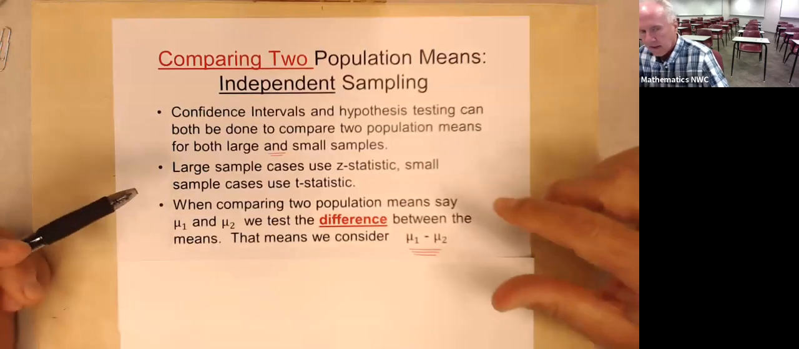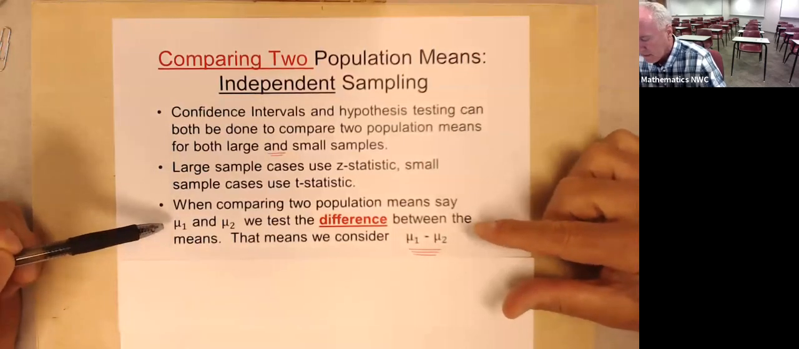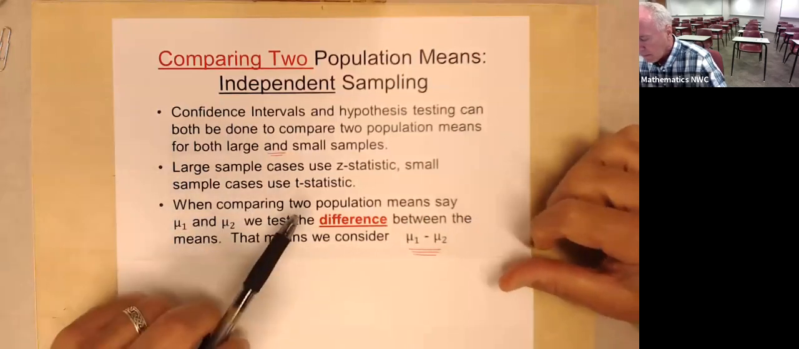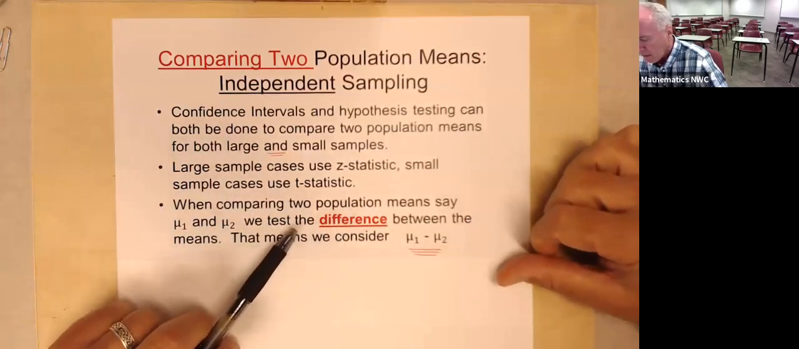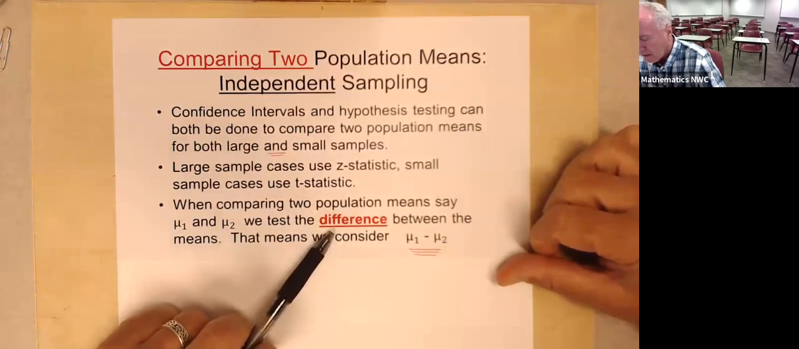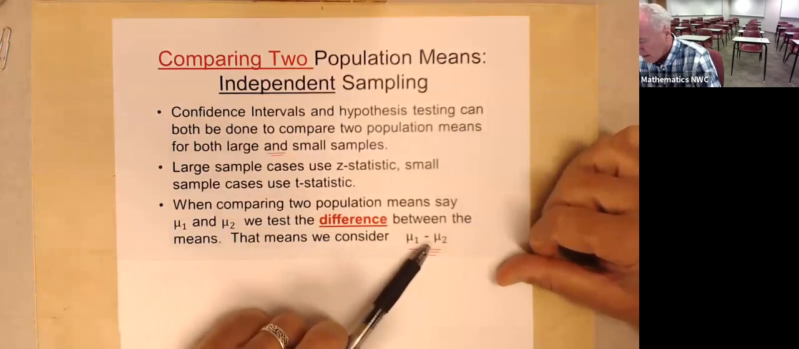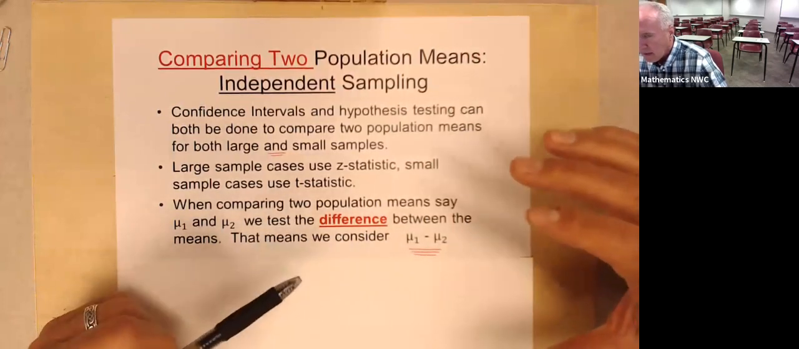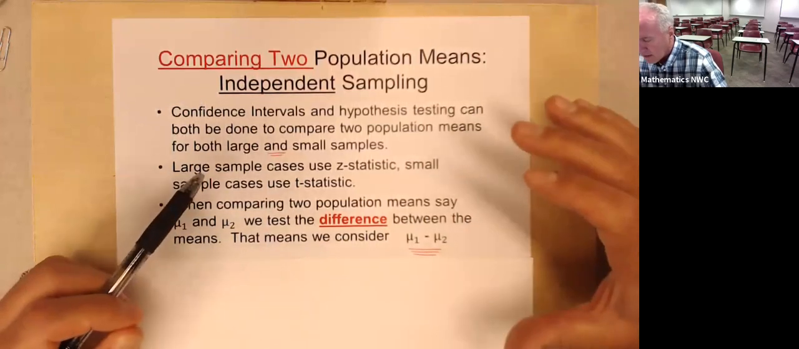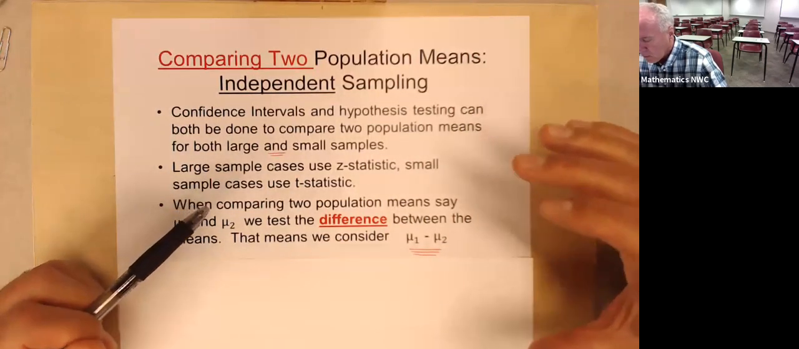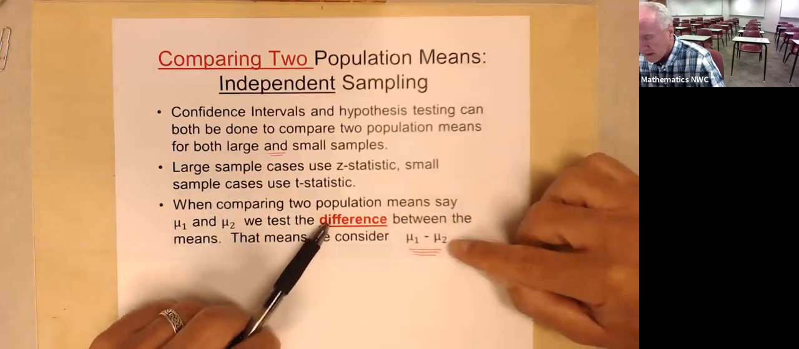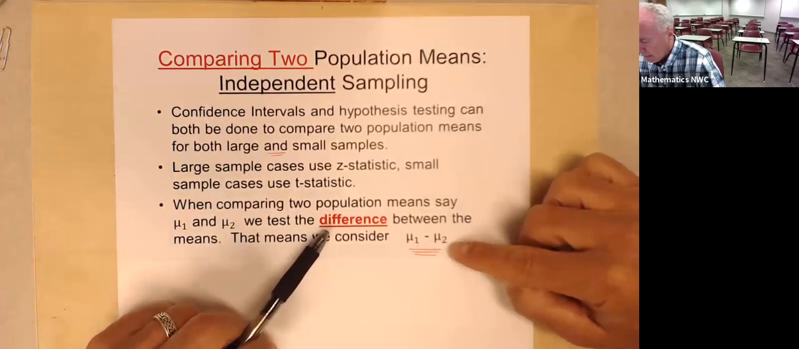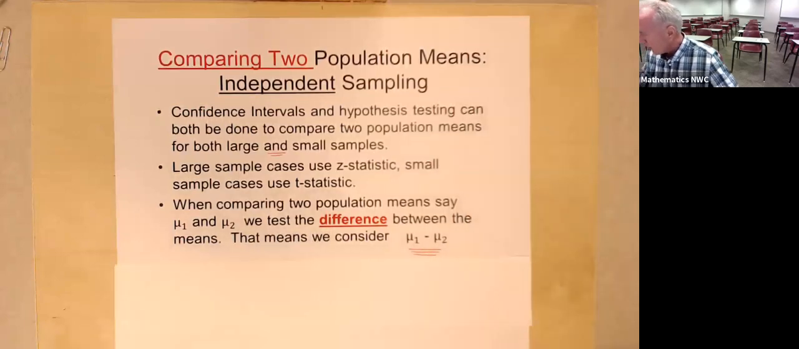Here's the part. Take a very close look at this. Super important. When I'm comparing two population means, we test the difference between them. Notice it's the difference, a subtraction symbol right there. The mean from population 1 minus the mean from population 2. Try to keep that in the back of your mind all the time during this chapter. We're testing the difference, testing the difference. I'm going to try to emphasize that throughout our lesson today.